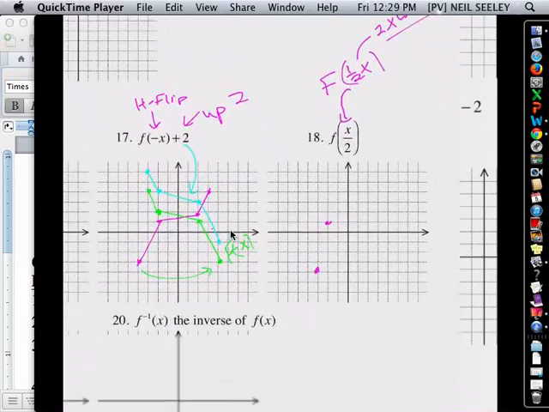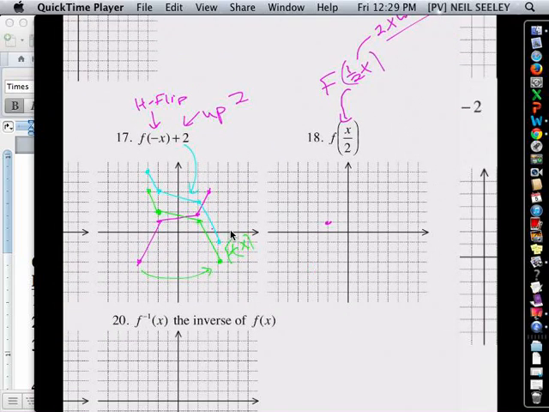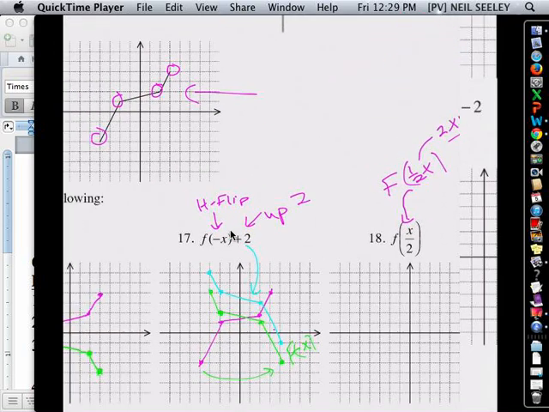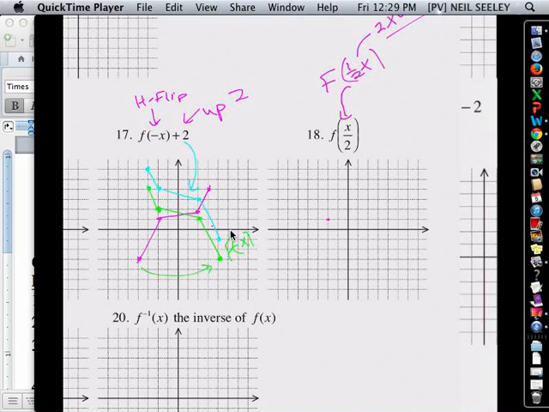4, -3. I keep doing the wrong point. Let's get this just right. There we go. 4, -3. Got it. 2, 2. That one, my original. Like that. Double wide it.